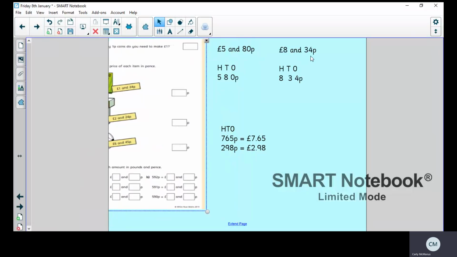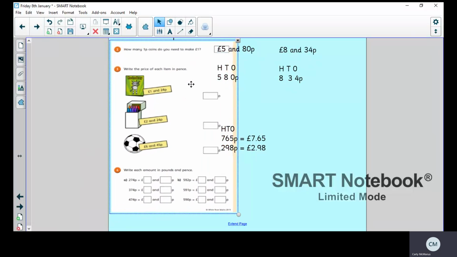Then we've got £8 and 34. So again, £8 is worth 800 pennies, so that's what goes in the hundreds column. And the 34 is already in pence, so you just put in the tens and ones. So using that knowledge, convert these into just pence.